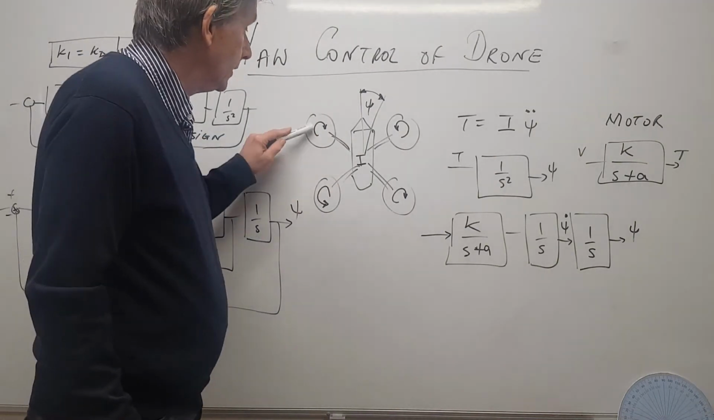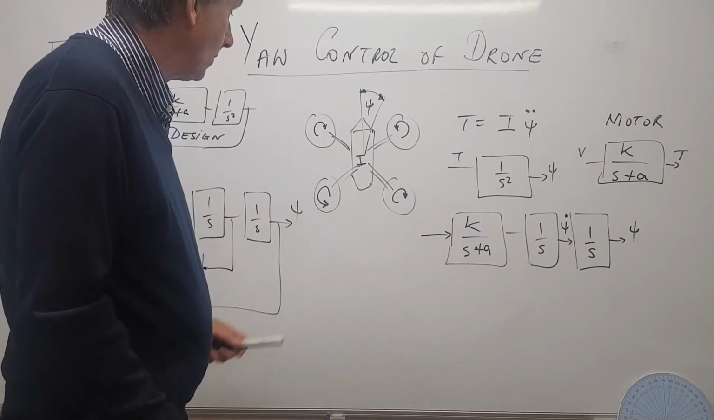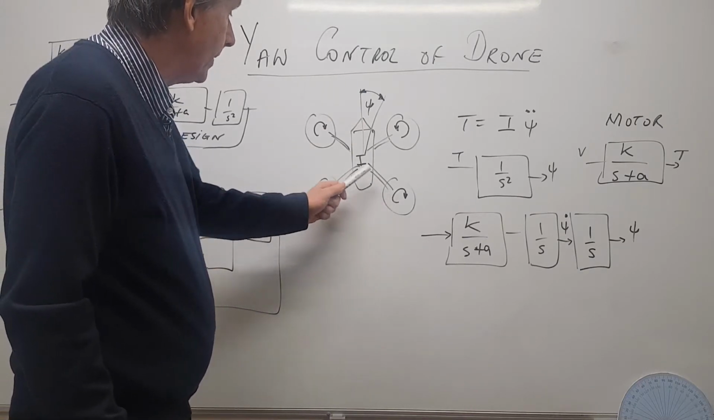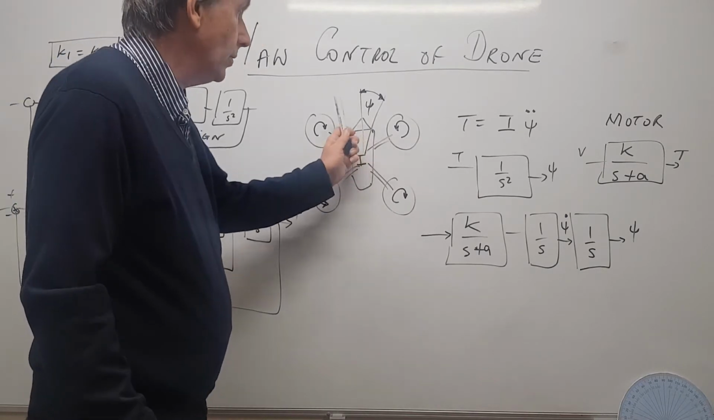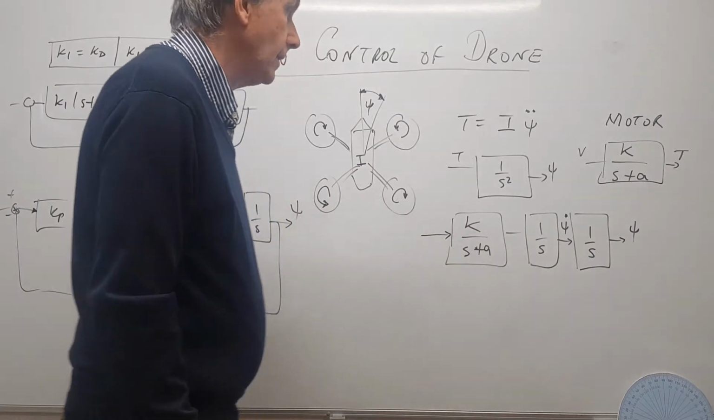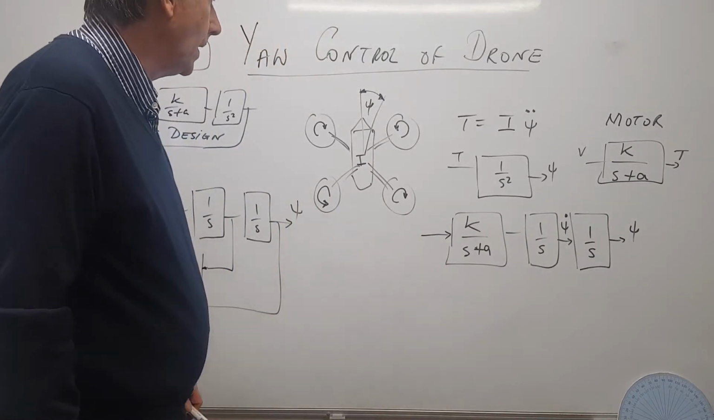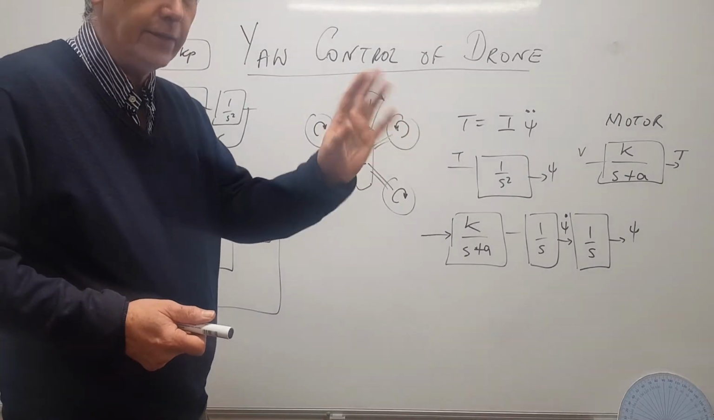Here's a little drone, two going round clockwise, two going round anti-clockwise. If we slow these two up, then there's less torque from these, more torque from these, and so it's going to start to yaw in a certain direction. Now, the mathematical modelling for this is quite straightforward. It's more or less sitting in space because you're just hovering, there's very little friction.